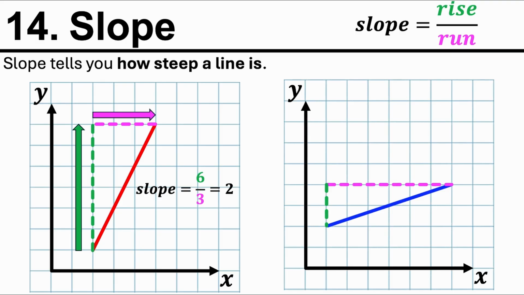Now on the right hand graph, I have a smaller rise and a larger run, and so this time my slope is equal to 2 over 6 or 1/3. The bigger the slope, the steeper the line, and the smaller the slope, the flatter the line. Next we've got rate of change.